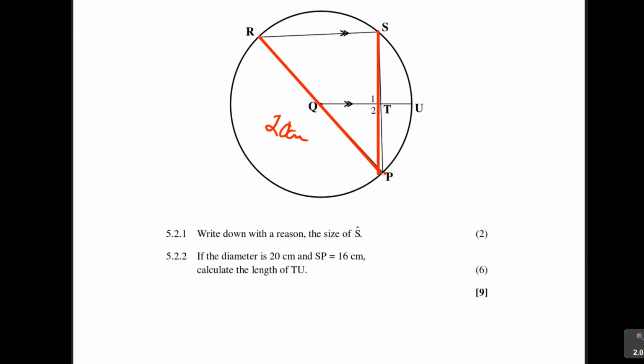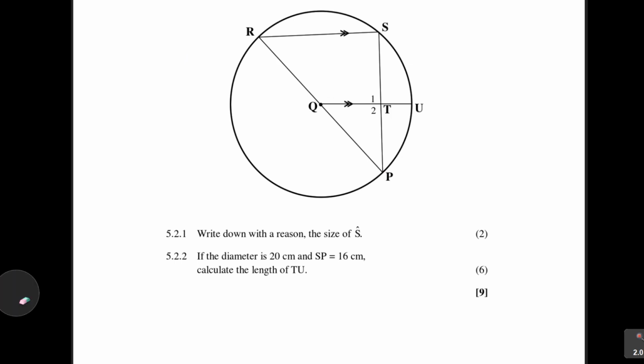All right. Okay. It's refusing me to draw there, but it's 16 centimeters there. And then it says calculate the length of TU. For TU, they want that small portion there. This is 6 marks. They want that small portion. Now, let me look at this.